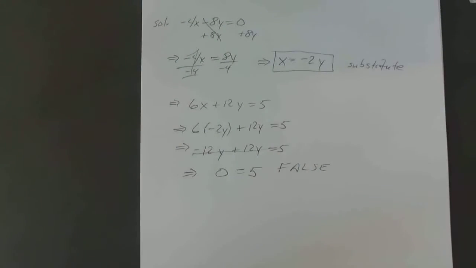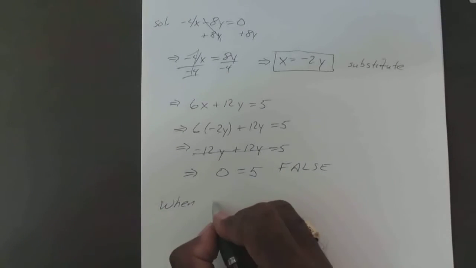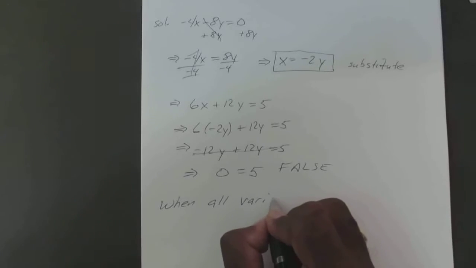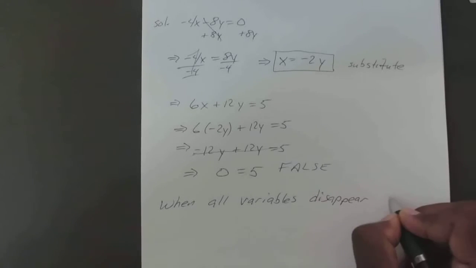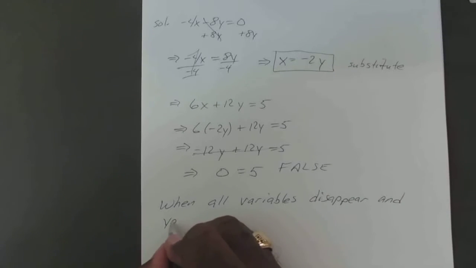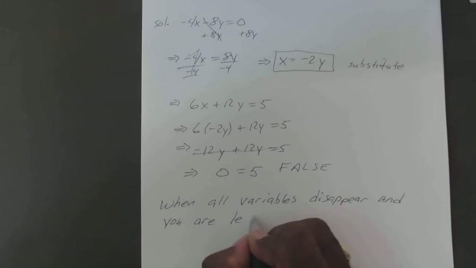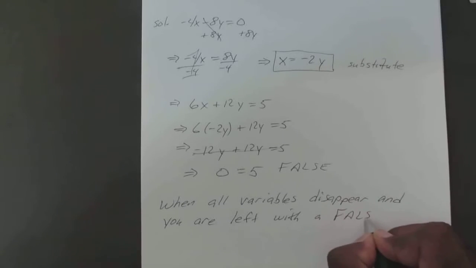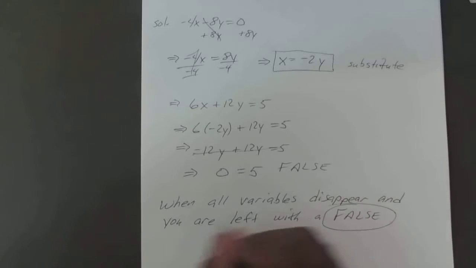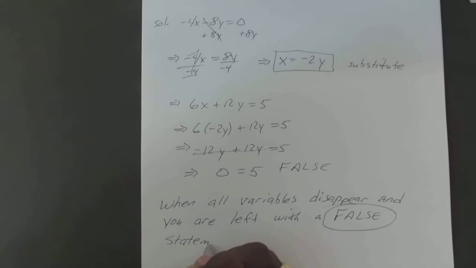So the one before, all the variables disappeared, left us with a true statement. With this one, all the variables disappeared, left us with a false statement. So when all variables disappear, and you are left with a false statement, then there are no solutions.